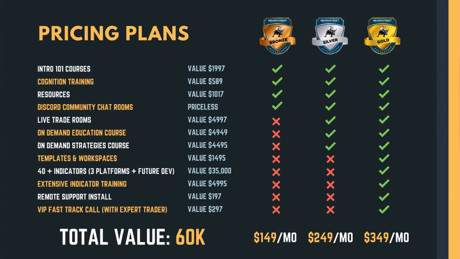Okay. Now here's what I want to do. I want to explain the value of this. If you were to go and buy everything as standalone packages, or try to figure out which courses you wanted to buy or trade rooms you wanted to join, and purchase all of the indicators independently on different platforms, you're looking at a lot of money. We don't even need to go and add that up. We can see the text here. It's really kind of substantial.